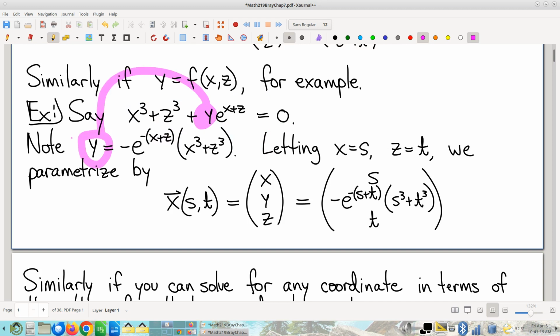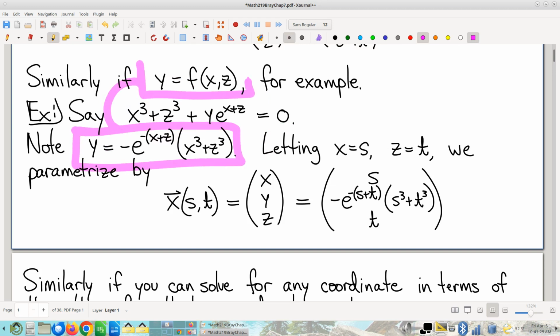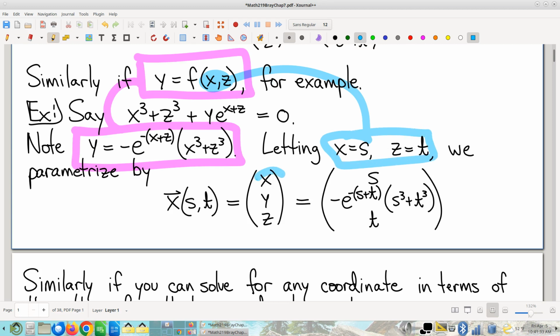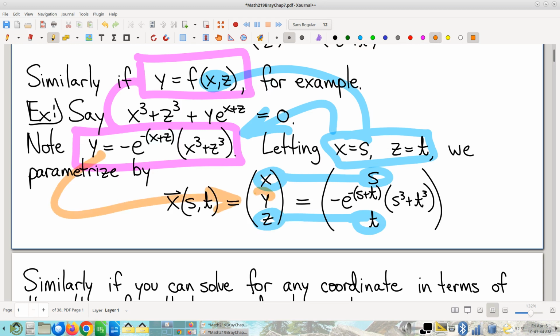And once you've solved for y, you notice that the equation you have is exactly that form, namely y is a function of x and z. And as previously discussed, we let x and z be our parameters. And if that's what x and z are, then there's no way around it. Y has to be that. How are we doing on that? Does everybody see how this fits into that? How we result with this parameterization? Position is a function of s and t.